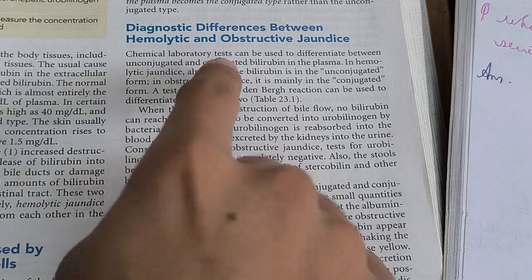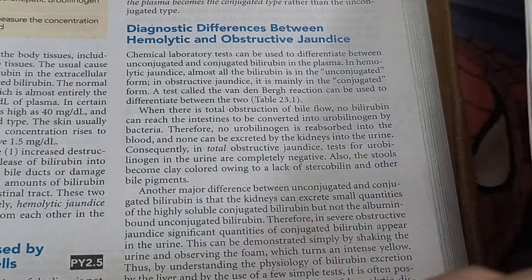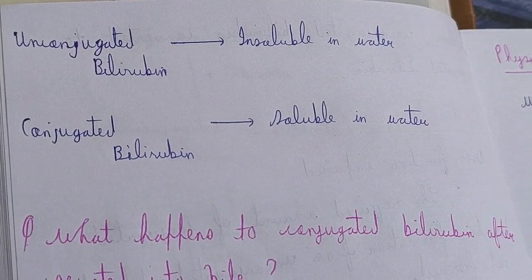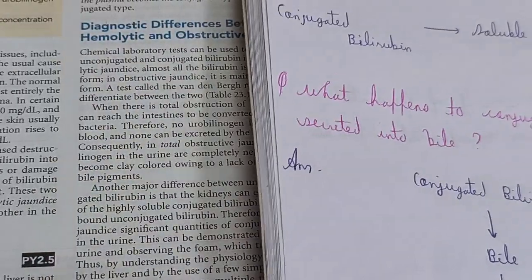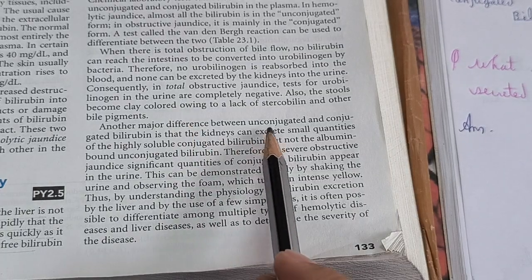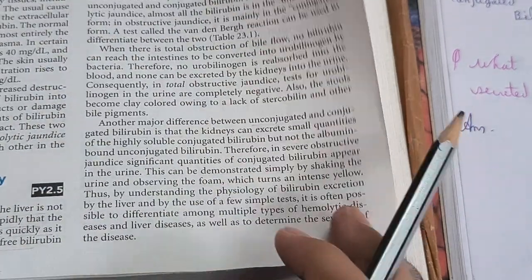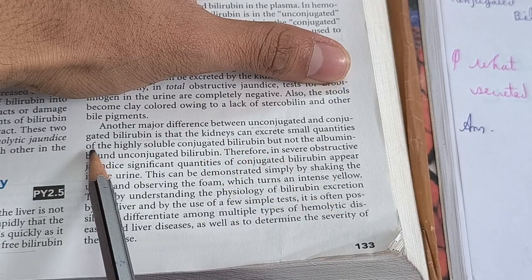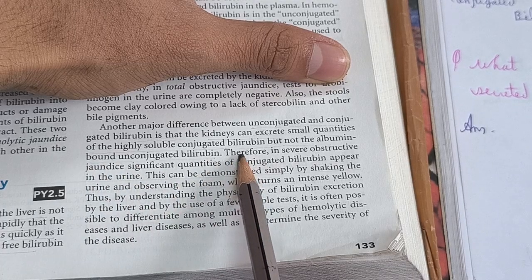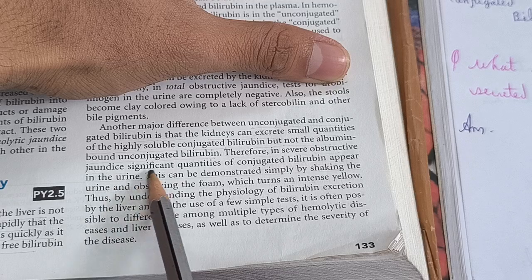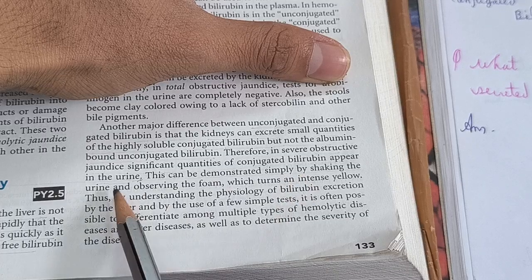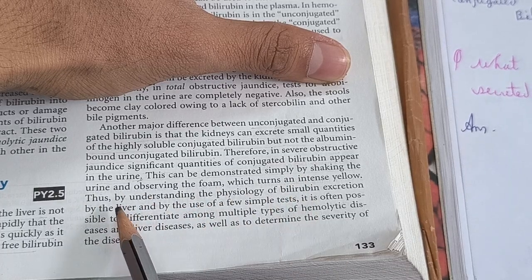Now I'm going to explain the diagnostic difference between hemolytic and obstructive jaundice. But before this, you should know that unconjugated bilirubin is water insoluble and conjugated bilirubin is water soluble. Both unconjugated and conjugated bilirubin are present. Kidneys can excrete small quantities of the highly soluble conjugated bilirubin but not the albumin-bound unconjugated bilirubin. Therefore, in severe obstructive jaundice, significant quantities of conjugated bilirubin appear in the urine, and this can be demonstrated simply by shaking the urine and observing the foam, which turns an intense yellow.